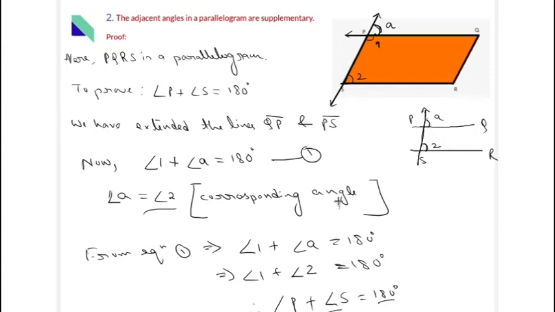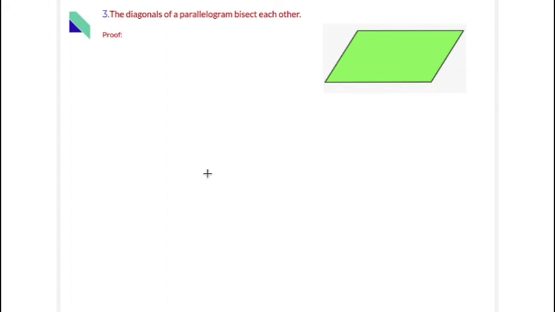Similar process. Okay, so if we show only one, that is also enough. No need to show it for all the angles. Okay, so hope you have understood this. This is very easy. Now move to property number 3.